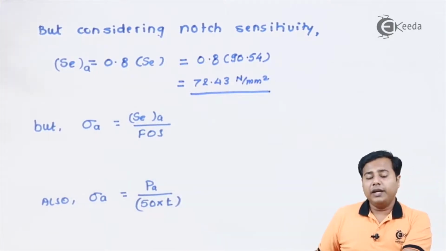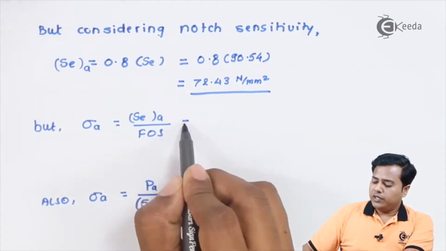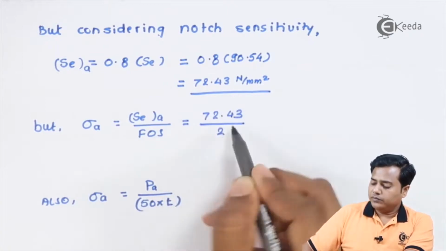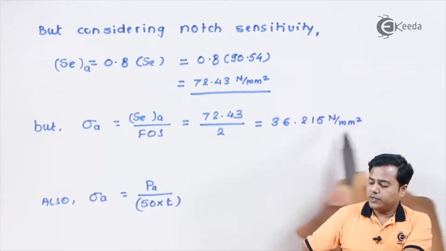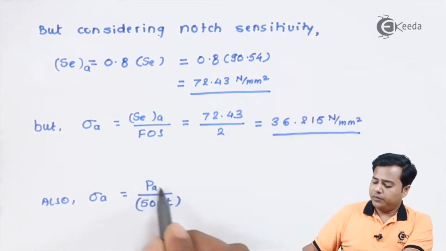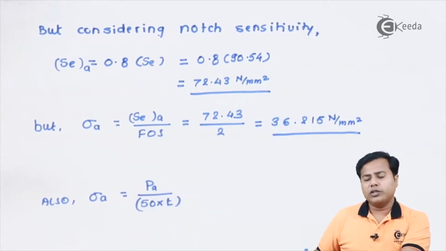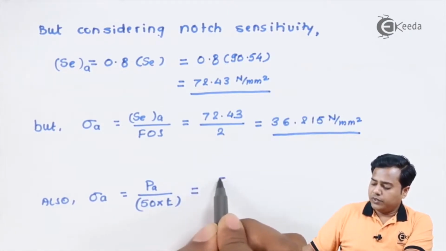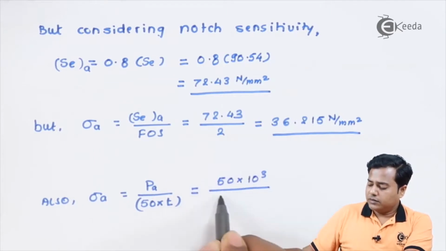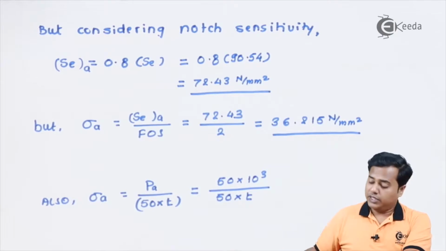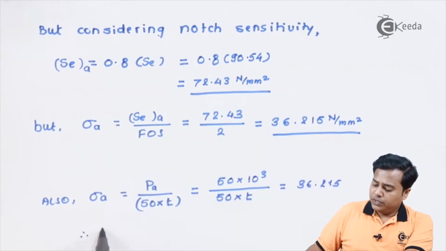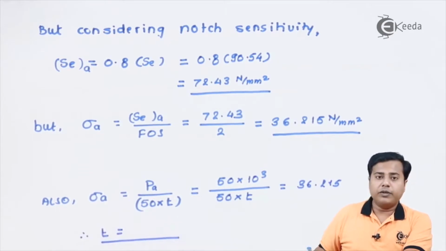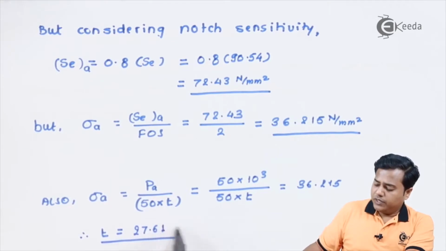But ahead of it, finding out the amplitude stress in this case will be quite easy considering the smaller dimension. The amplitude value will be given by the force divided by area of cross section, the smallest area of cross section. So the force given in this case and the smallest area of cross section can be equated to this value 36.215, and therefore the possible thickness in this case is given by somewhere around 27.61 millimeter.